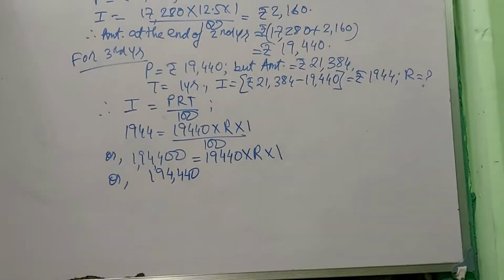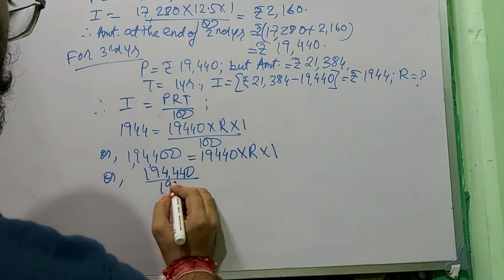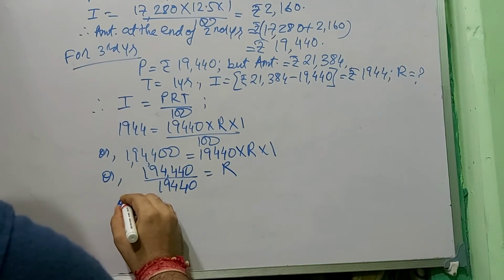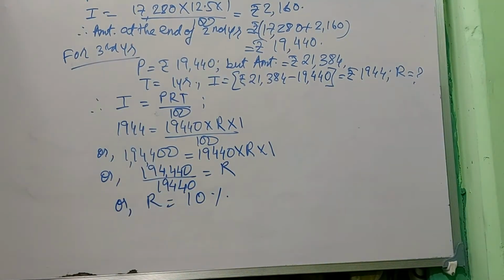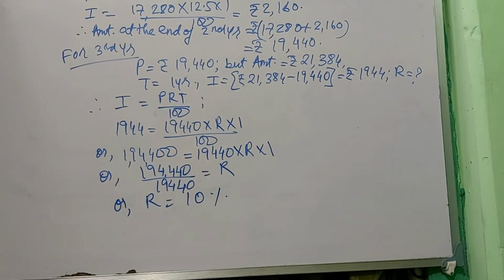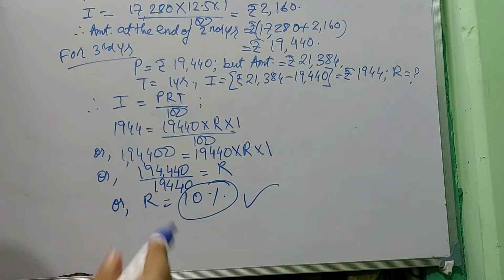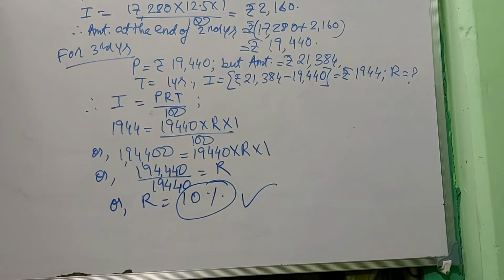1944 divided by 19,440 is equal to R, or R is equal to 10%. Okay. Without that, you will get the R. The rate of interest, the third answer, the rate of interest will be 10%. This is the answer.